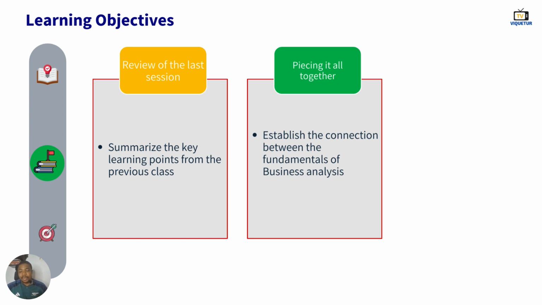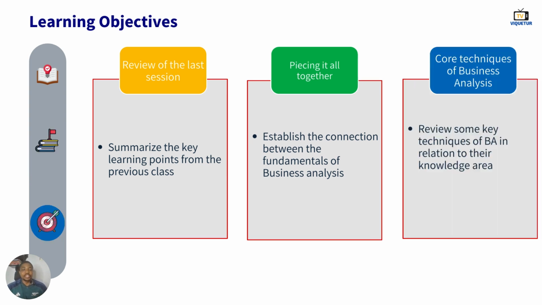Then the final thing we'll be doing is to review some of the key techniques that you'd be using as a business analyst in relation to their knowledge areas. So here we'll be breaking down techniques into the different knowledge areas where they apply. For instance, for the elicitation and collaboration knowledge area, key techniques there are interviews, document analysis, and workshops. We'll be seeing all of these techniques in relation to their knowledge areas.